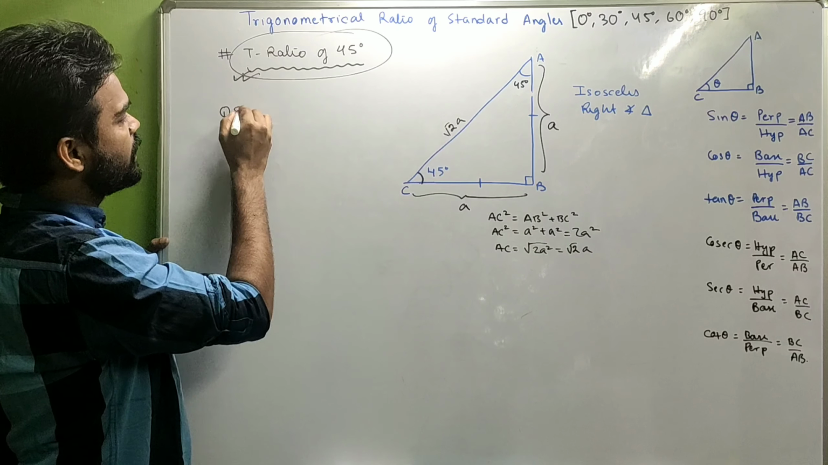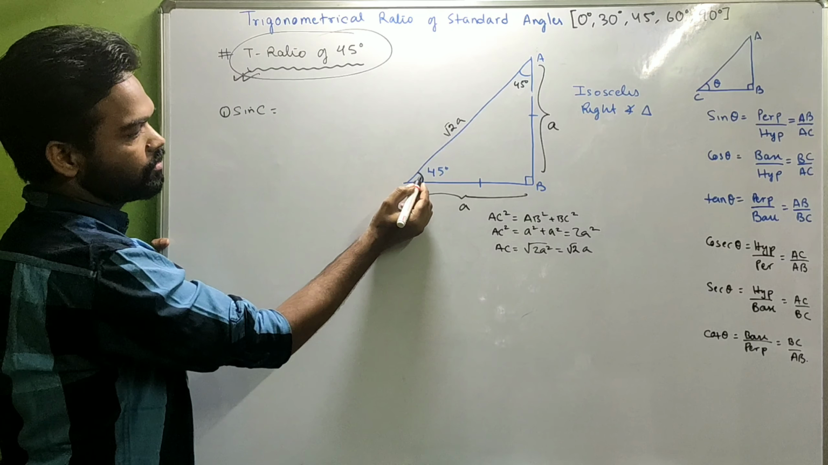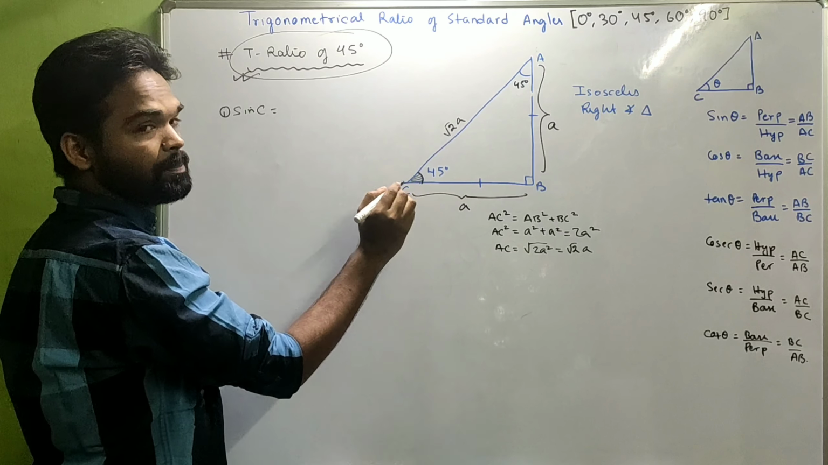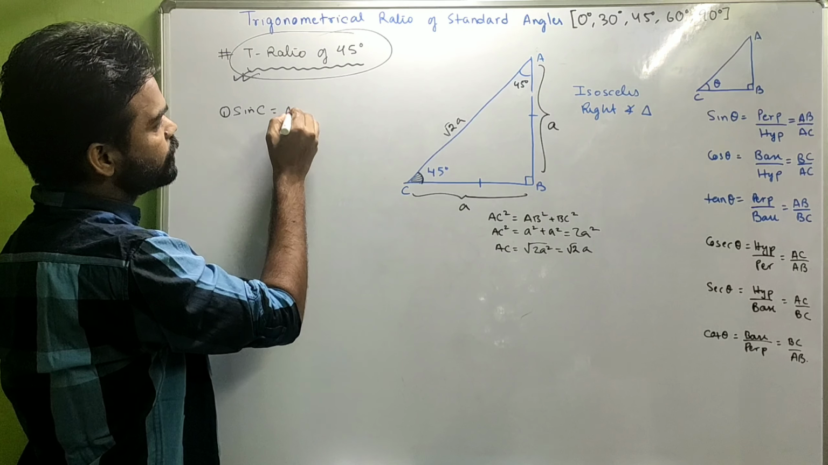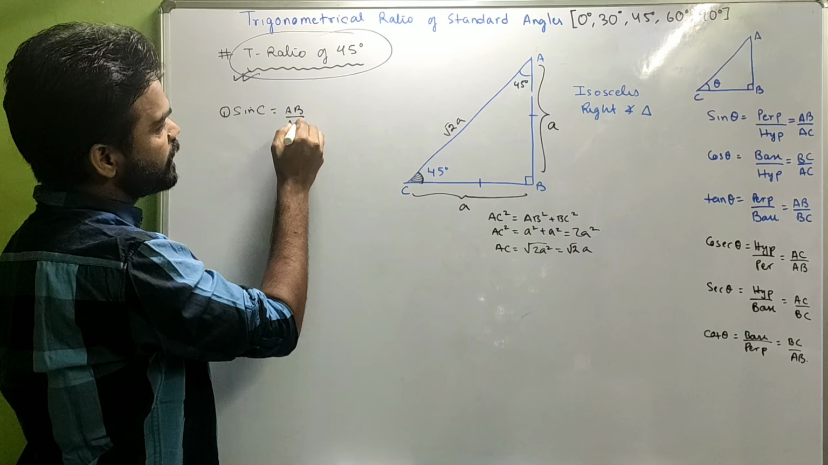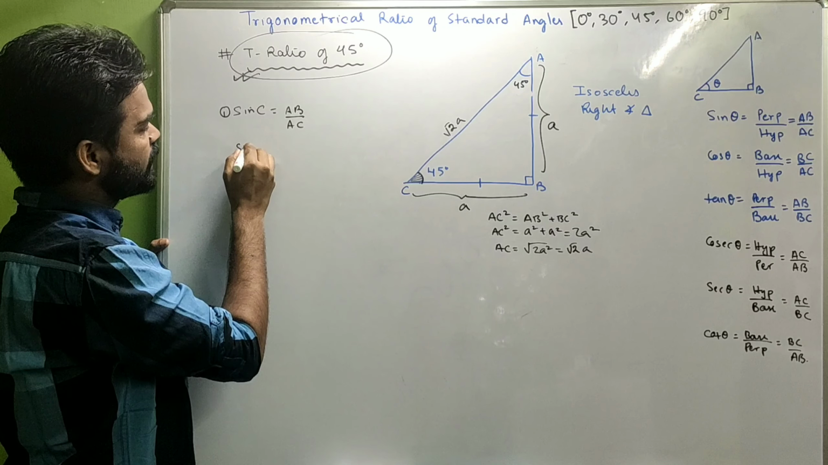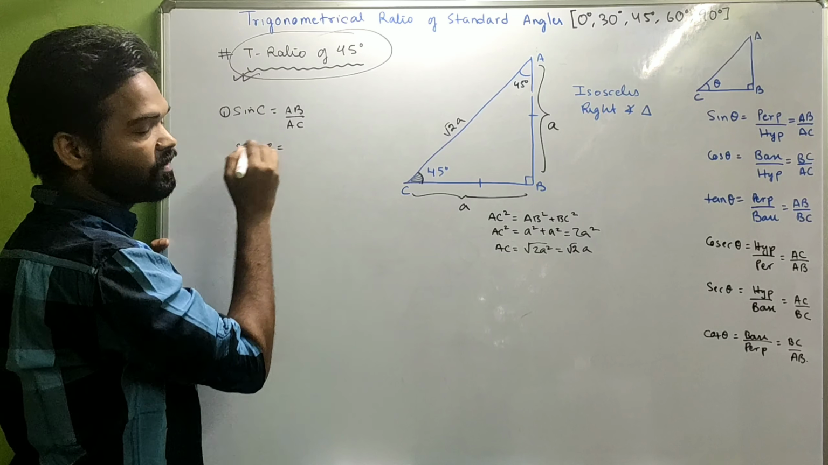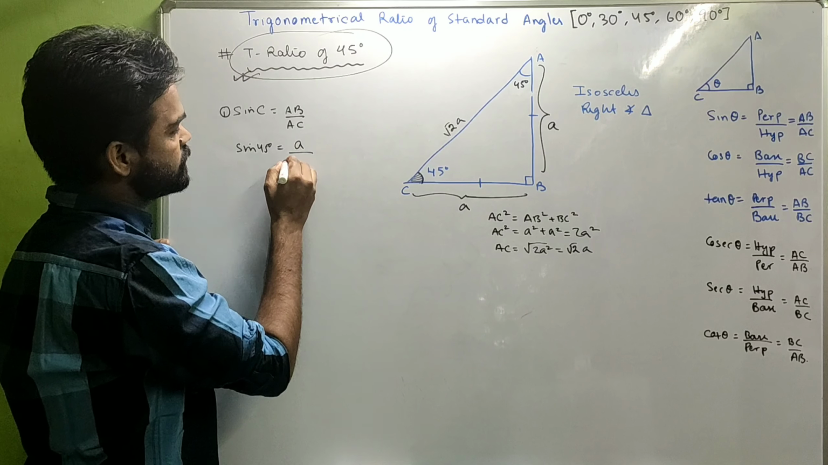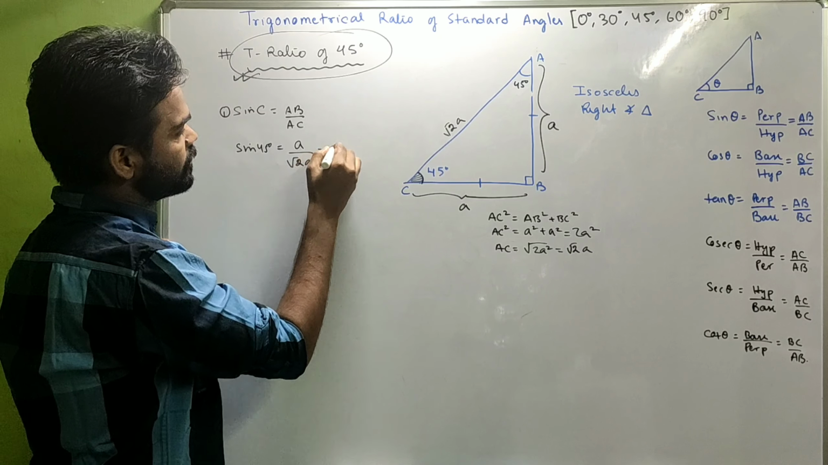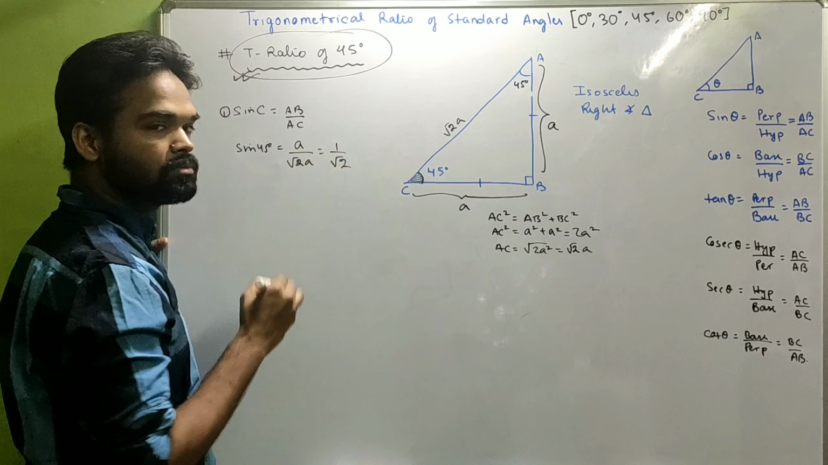Now sine C, if I talk about, is perpendicular by hypotenuse, which is AB by AC. Now instead of C I can write 45. So sine 45 will be AB by AC. AC is root 2A, which means 1 by root 2. Done.